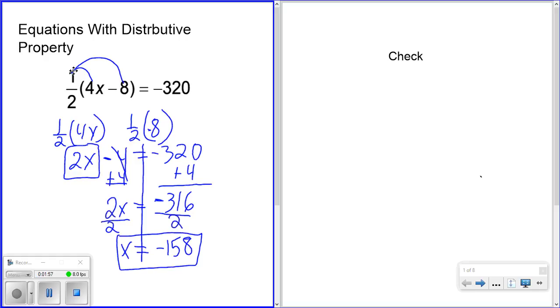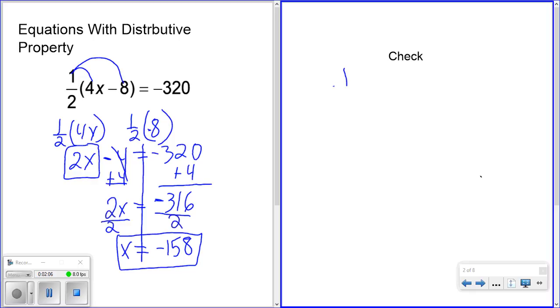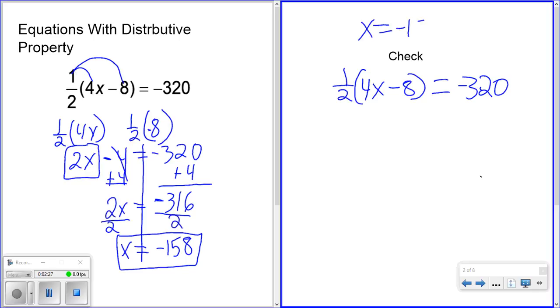Now, you're going to have to check these problems. When we check these problems, the first thing we must do is write the original problem that you were given. This is going to be worth a point on all of your quizzes and tests for the rest of the year. If you are asked to check a problem, write the original problem and then substitute. So we're going to say that x is equal to -158.